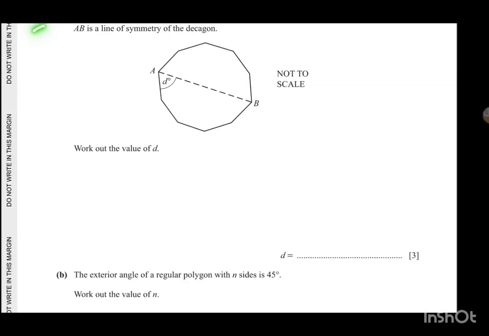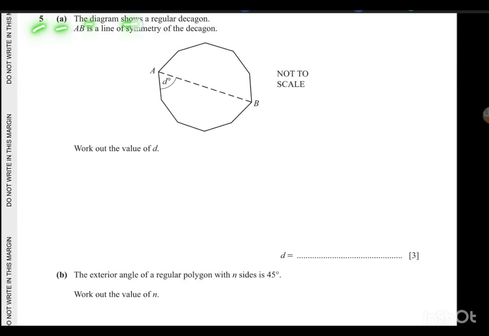Question number 5 A. The diagram shows a regular decagon. AB is a line of symmetry of the decagon. This is the decagon and the line of symmetry is drawn. Work out the value of D. They are asking us to find out this angle.